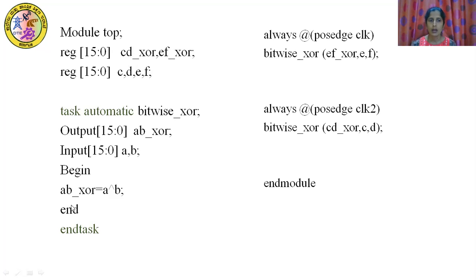Begin. Here we have written a statement for AB_XOR is equal to A XOR B. So the XOR of A and B will be computed and assigned to AB_XOR here. The task ends with the keyword endtask. So here we can observe that we have two concurrent calls for the task bitwise_XOR from two different modules here.